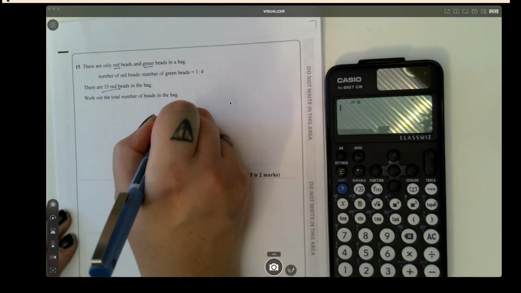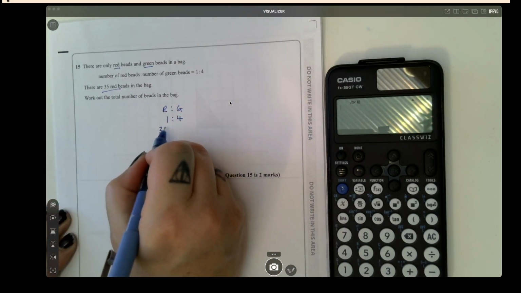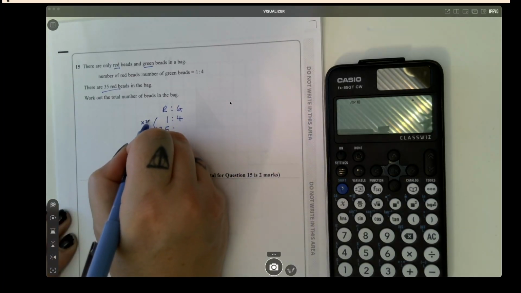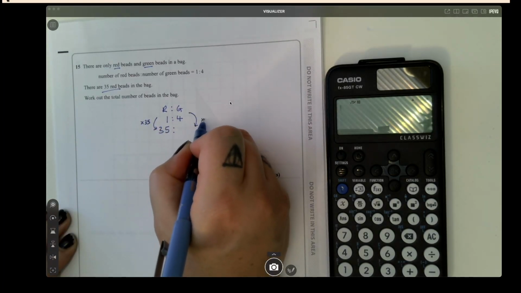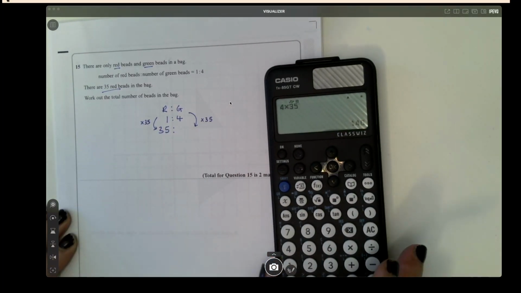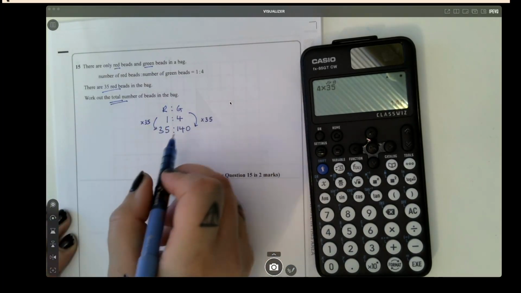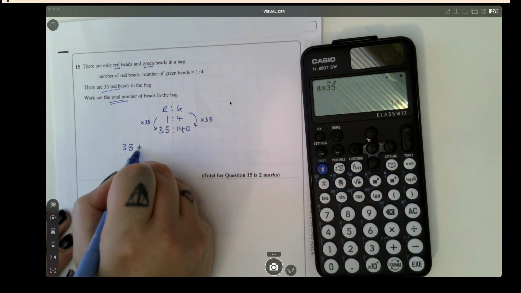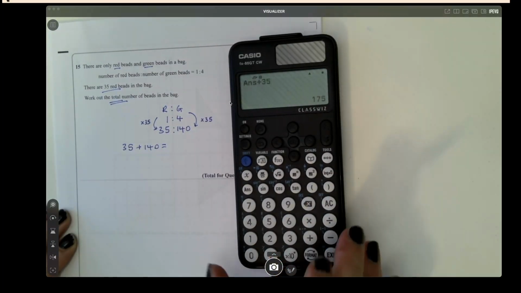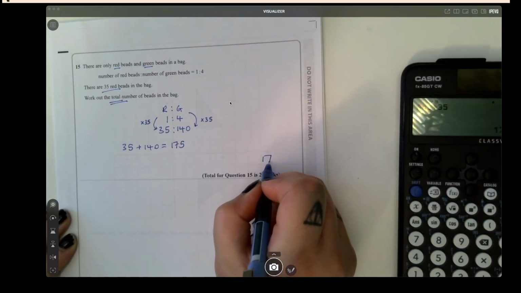So we've got red to green is 1 to 4. Tells us that 35 are red. So to get from 1 to 35, we would have multiplied by 35. So we need to do the same on the other side. So 4 multiplied by 35 is 140. It wants the total number of beads, so we're going to do 35 red plus 140 green, which is 175 beads in total.